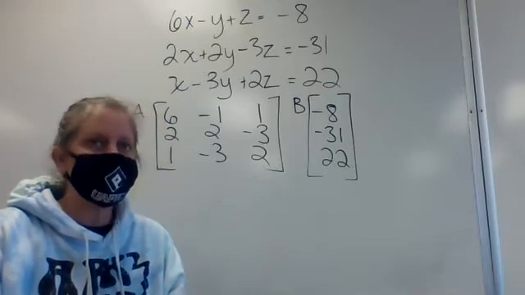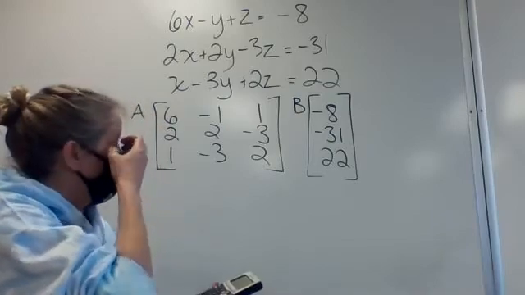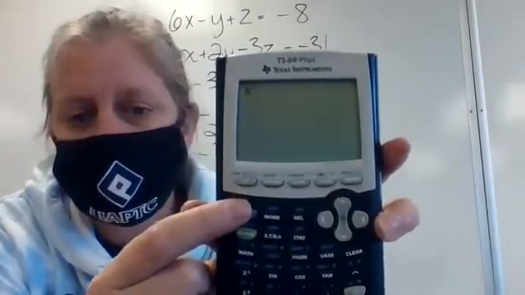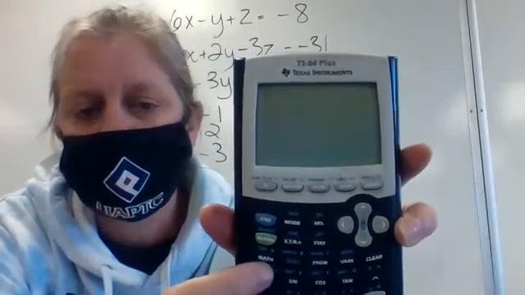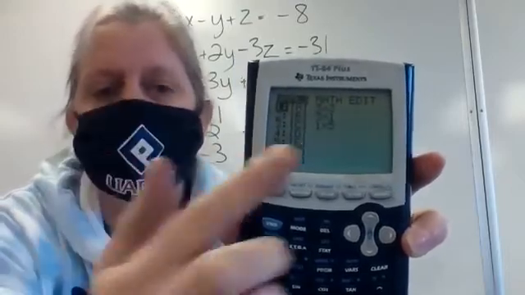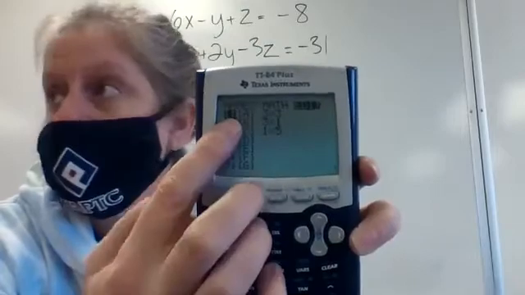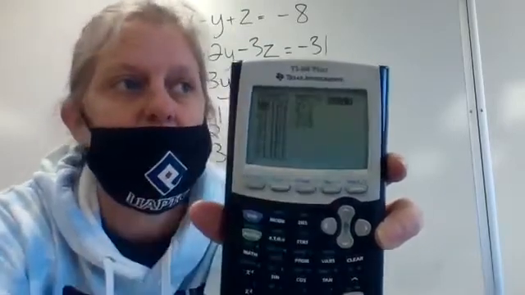So I'm going to use the second matrix function to create these 2 matrices. So just go to second, matrix. Now remember, the first thing you're doing is editing. So go over to edit and edit matrix A.